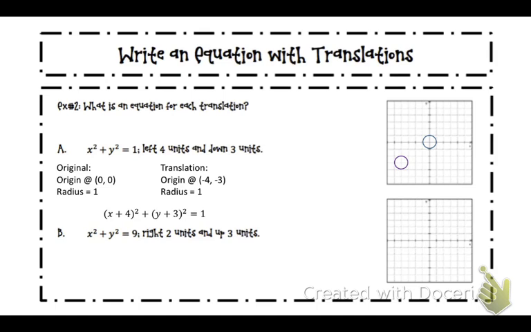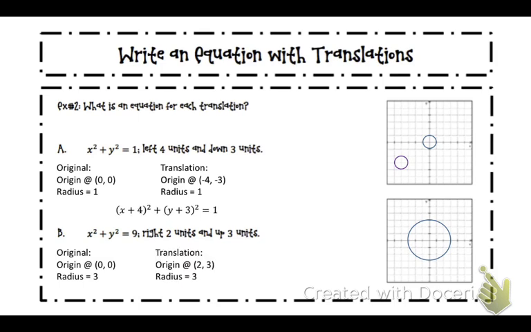If we look at B, origin is at 0, 0 and radius of 3. So there's that circle. Now, this goes right 2 units and up 3 units. So that's right there. And that's going to be (x minus 2) squared plus (y minus 3) squared equals 9. Okay?